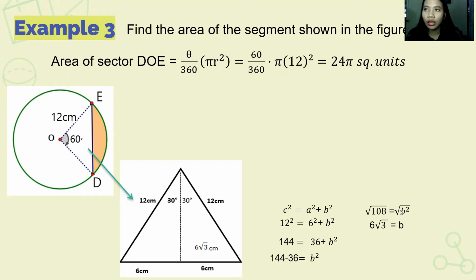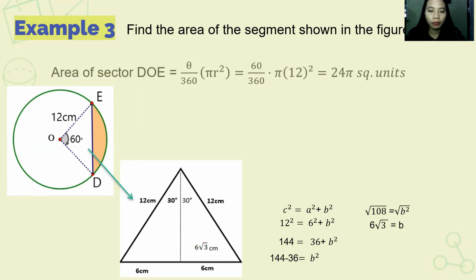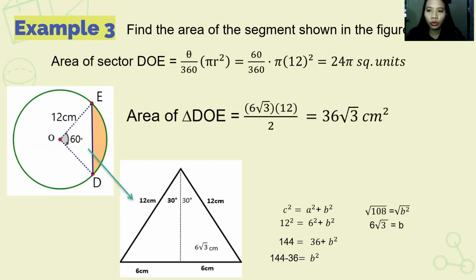So to have the value of b, the square root of 108 is 6 square root of 3, which equals b. Now we can proceed to find the area of our triangle, which is 1/2 times base times height. In here we have different views, but still the same result.